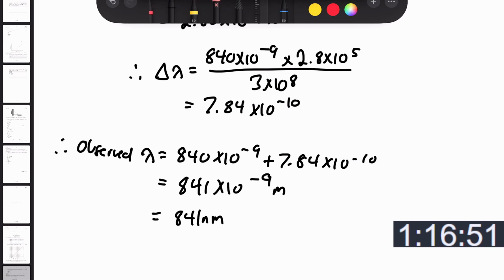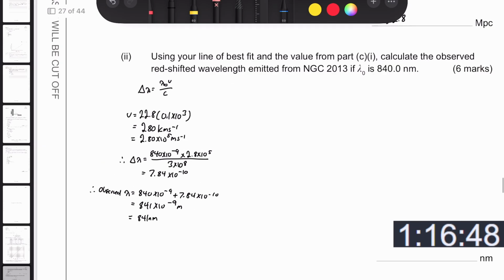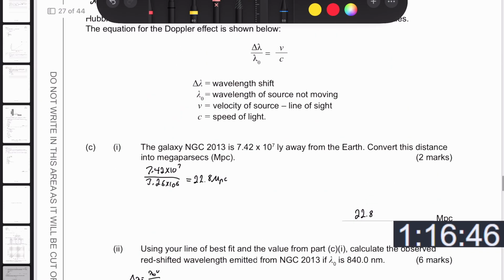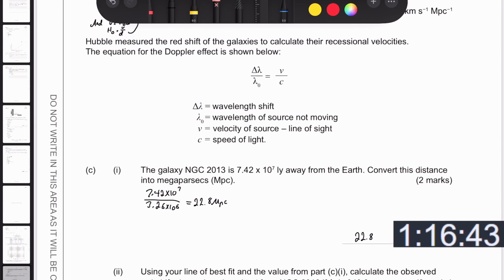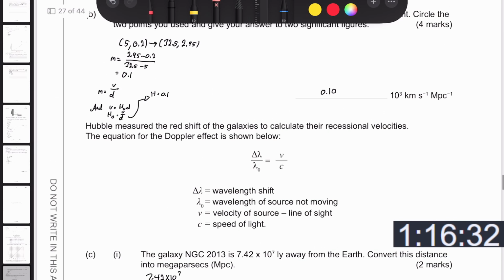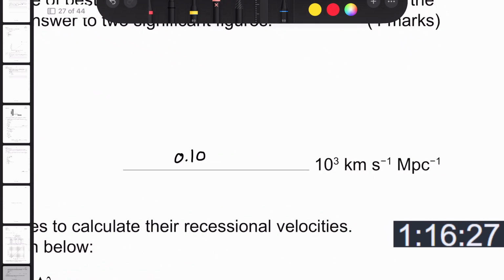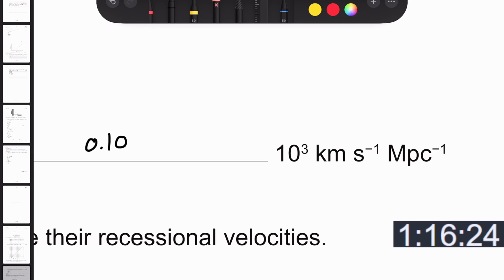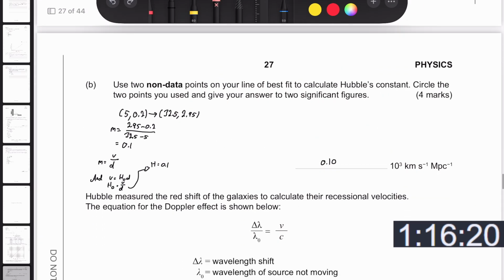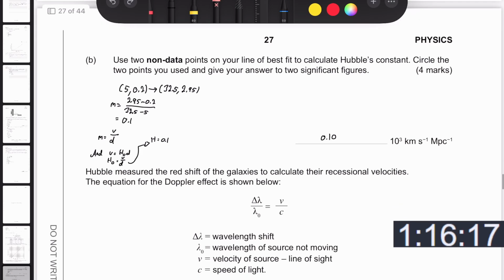I'll pause after putting my timer. Okay, we're back. Just make sure everything's correct. So 22.8 megaparsecs, from 7.42 times 10 to the power 7 over 3.26 times 10 to the power 6. And 0.1, so that's saying about 100 kilometers per second per megaparsec. I think the accurate value is 70. I think 0.1 is reasonable.